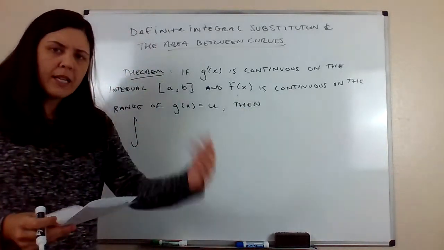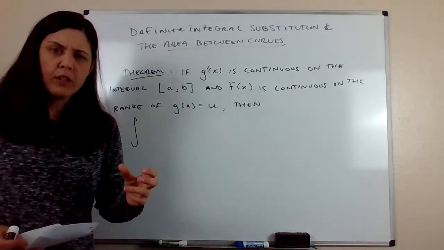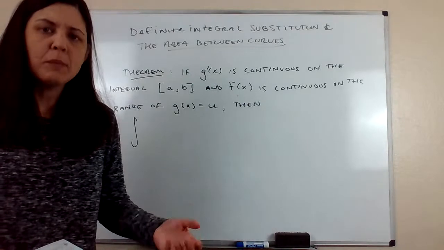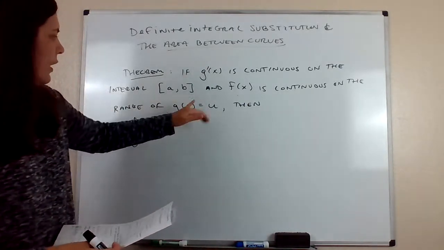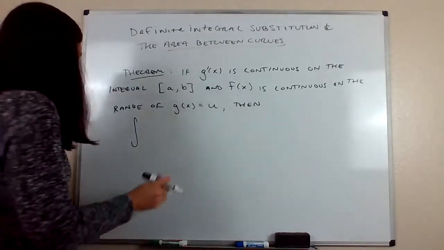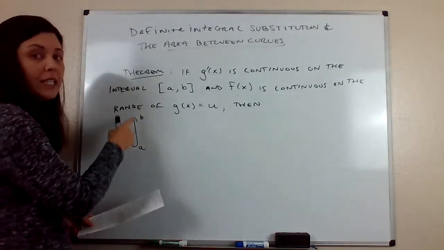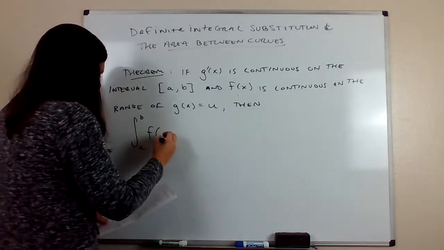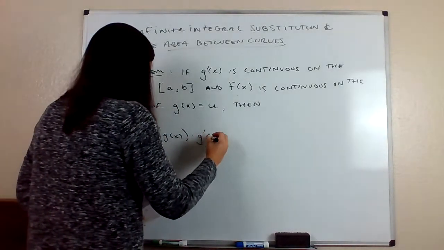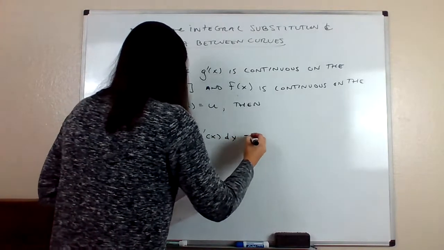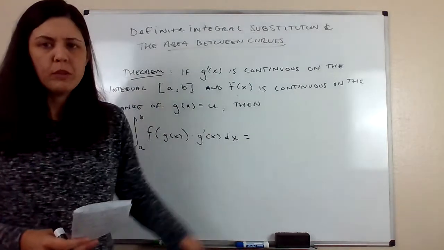Okay, so last time we talked a little bit about this idea of having an inside function, and that's when you're going to need to use substitution to evaluate the integral. So same kind of setup here, where g is going to go into f. So we have the integral, this time from a to b. This is the part that makes it definite instead of indefinite. And we have f of g of x, and then because of the chain rule, we have g prime of x dx.